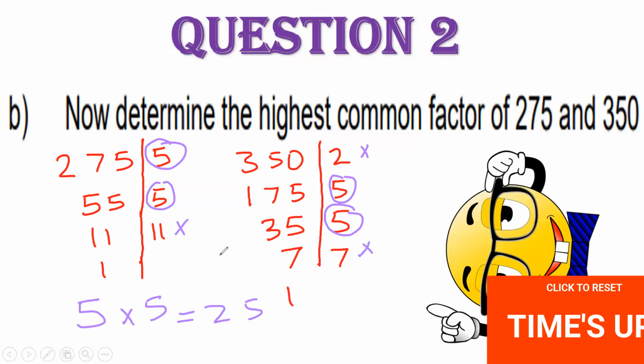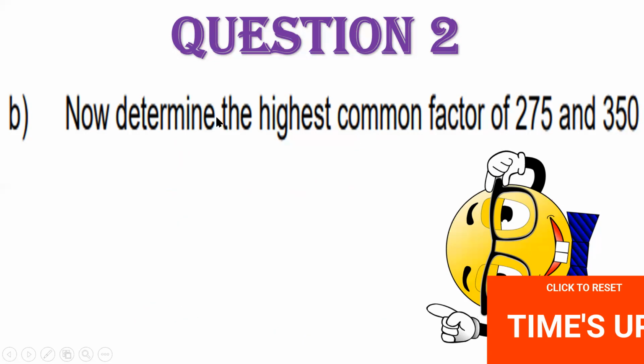If you have 11 this side and that side, we are going to use 11 also. But now, first 5 and second 5, and you are using 5 times 5. And our answer, 25. HCF equals 25. All right, so that's our answer for 2.B. Let's continue with the next question.